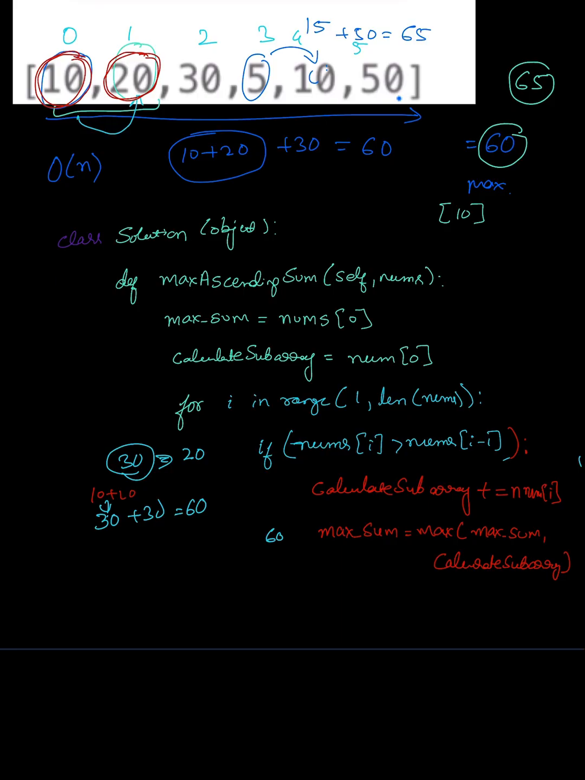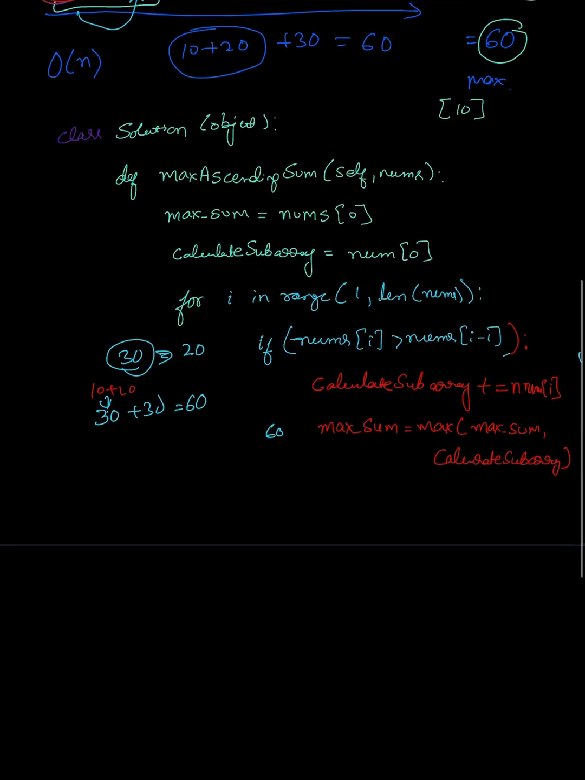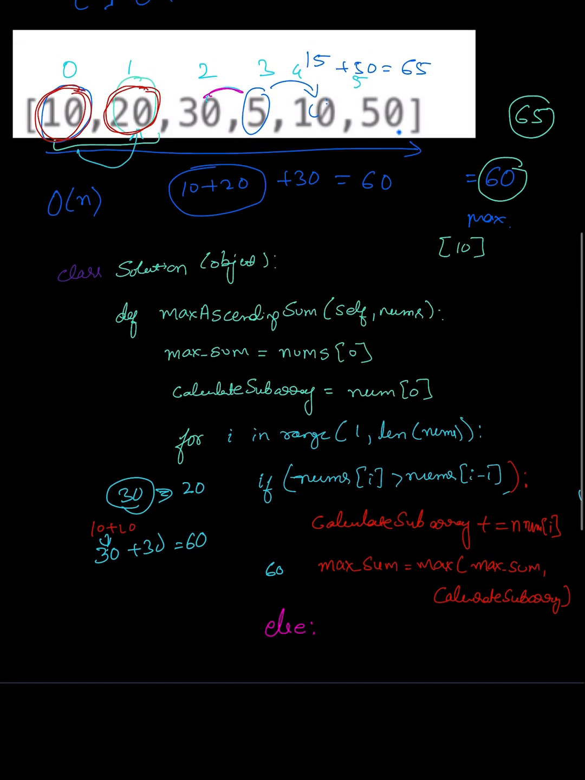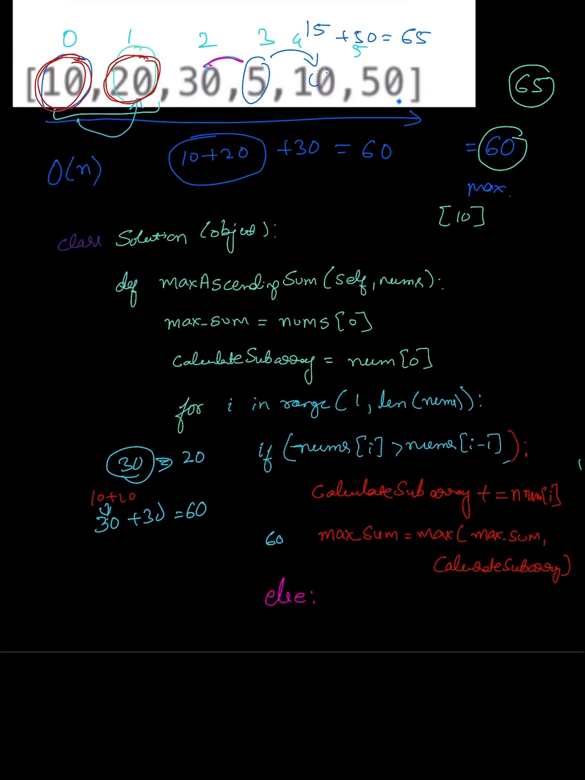In the next case, when nums of i is greater than nums of i minus 1, this case is not going to hold, it's going to fail. So in that case, we need to handle the situation. We will be writing the else block. And in that case, we need to make sure calculate subarray will be taking the numbers from here. So we will be changing the value: subarray is equal to nums of i. That is, this i will be pointing to this pointer. So we'll be changing that.